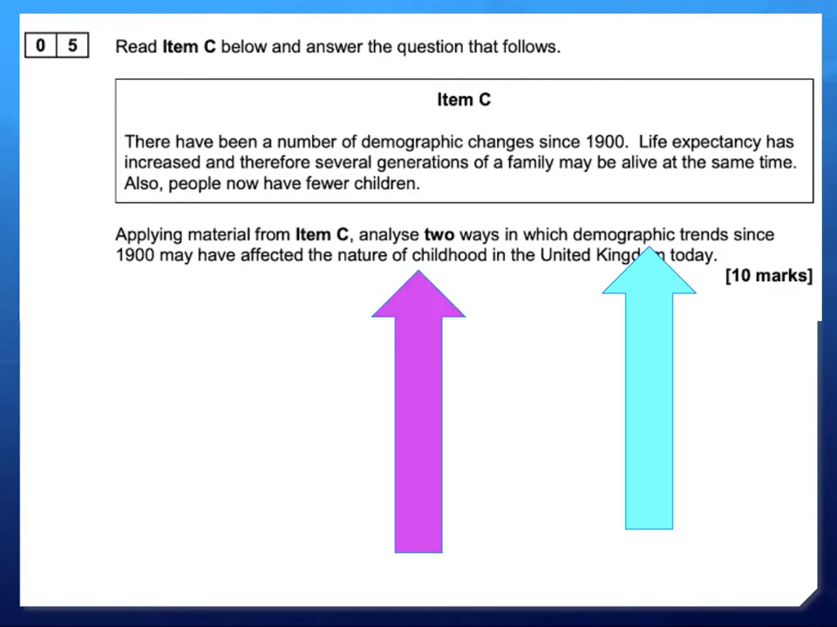The second part of the question relates to the nature of childhood. The requirement of such a question is demanding here because you have to recognise this. In other words, how do demographic trends relate or link to the nature of childhood in the UK today? In other words, that's two different parts of the specification, but they're being brought together in this one question.